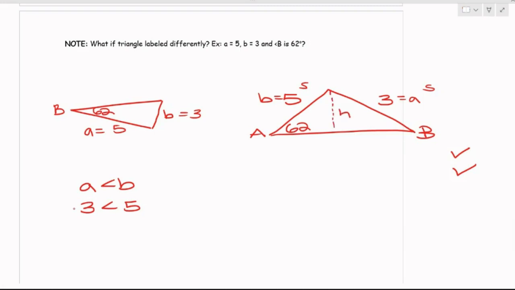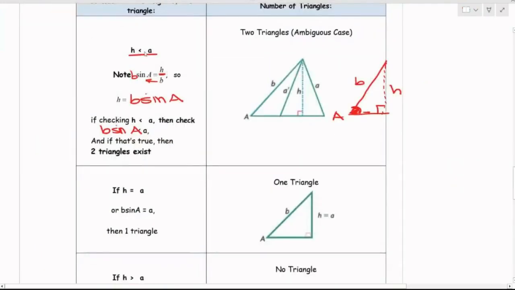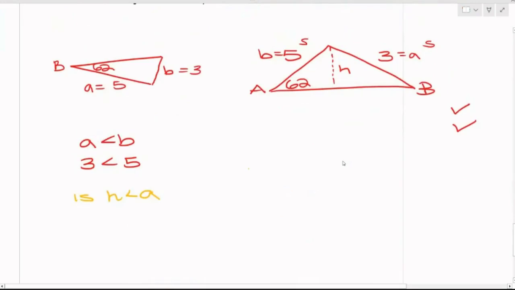Okay, now we have to check the height of the triangle. So I'm going to change colors for a second. Give me a second. I'm going to redraw this down here. So I want to see, is H less than A, or is it greater than A, or whatever have you? Because remember what we set up here. If H is less than A, we have two triangles. So let's check, okay? I'm saying sine A is equal to opposite H, whoops, that's not an H, opposite H all over hypotenuse B. I'm checking if H, which is B sine A, is less than A. So I'm checking for B sine A is less than A.